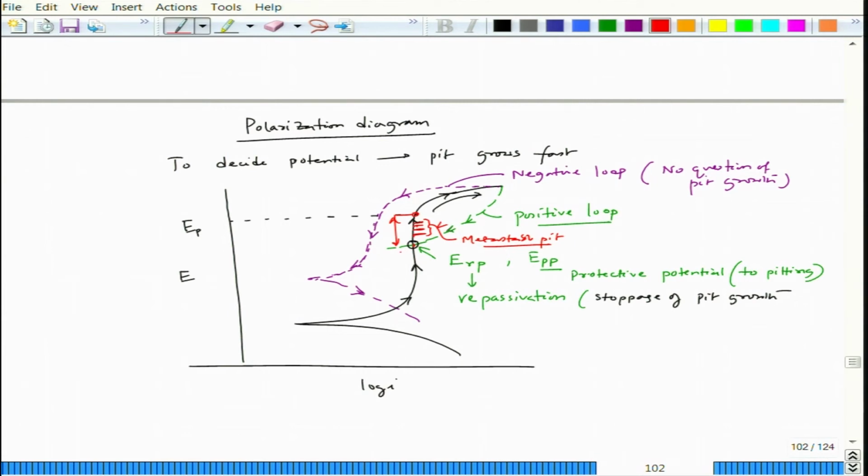Now, the best possible way to have protection is operation of that particular metal below this potential. Below this particular potential we say complete protection against pitting. So, this is interesting. Sometimes we need to find out this potential by doing cyclic polarization. This is called cyclic polarization.